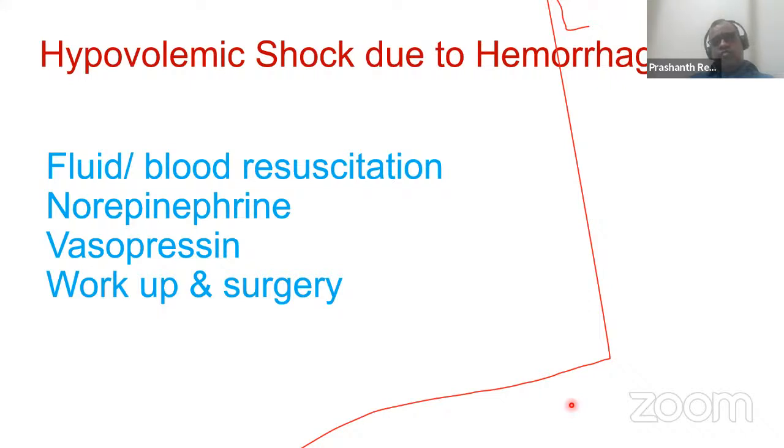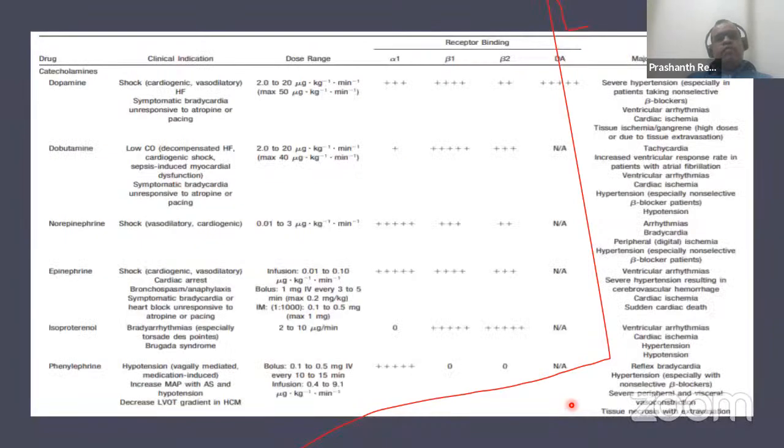Then the patient has to be worked up and surgically dealt with. So to summarize all these agents, this one table is very important. If you see this table, you understand on what receptors they have action and when to start them. Dopamine, if you see, has prominent action on beta 1, DA1, and alpha 1 and beta 2 also. So it can be used in any.